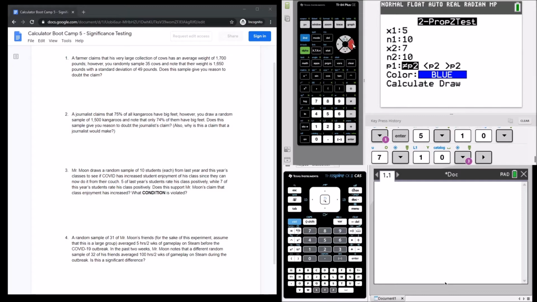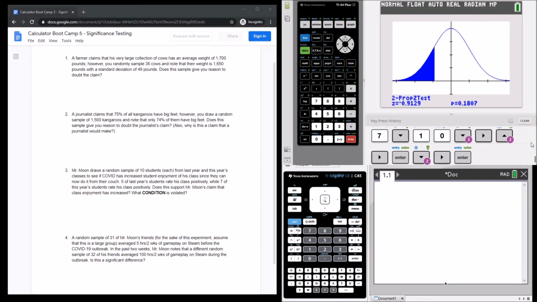First thing I'd like to do is actually draw this. Oh, actually, I'm sorry. We need to change our thing here. So our P1 is last year's enjoyment. Our P2 is this year's enjoyment. Mr. Moon's claim, or my claim, is that class enjoyment has increased, meaning P2 should be bigger than P1. So we're actually going to choose this alternate hypothesis. Let's draw that just to see what it looks like.